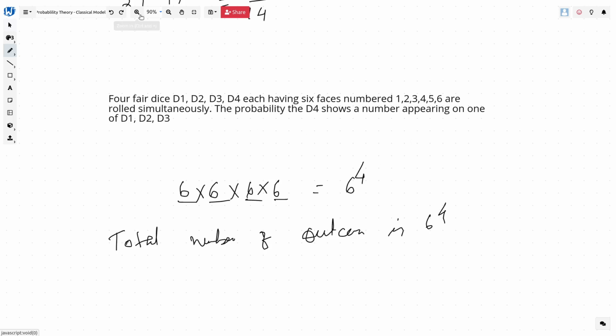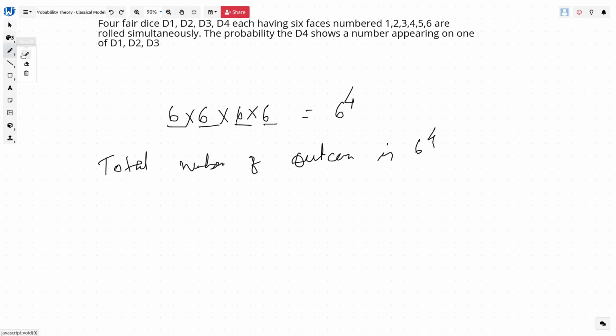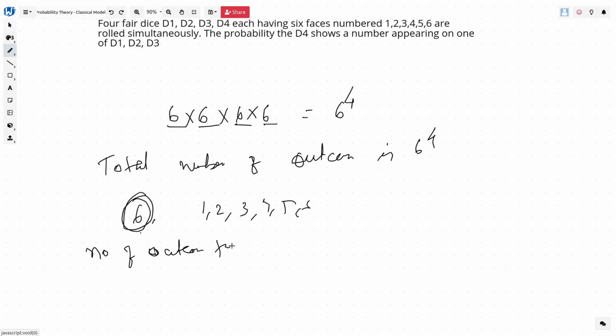Now, let's try to subdivide this problem of finding that D4 shows a number which appears on one of D1, D2 or D3. So first we understand that any number on D4 can come in 6 ways. So it could be 1, 2, 3, 4, 5, 6. So the first assumption is the number of ways of any number coming in D4, so number of outcomes for D4 is 6 ways, right?